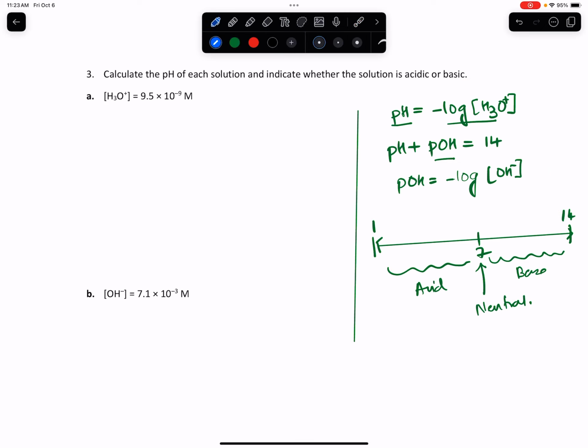What we have here is the H3O plus ion concentration given to us, which is 9.5 times 10 to the negative 9. So the pH would be negative log of 9.5 times 10 to the negative 9. If you plug that into your calculator, it'll give you 8.02, which happens to fall in this range. Therefore, this is basic.